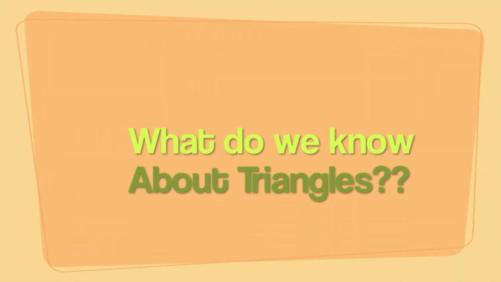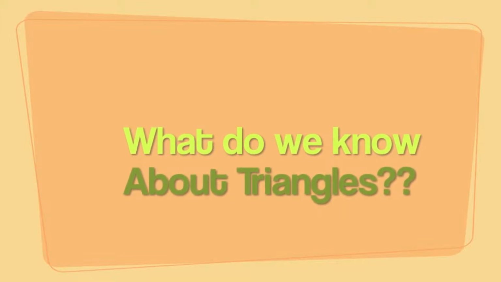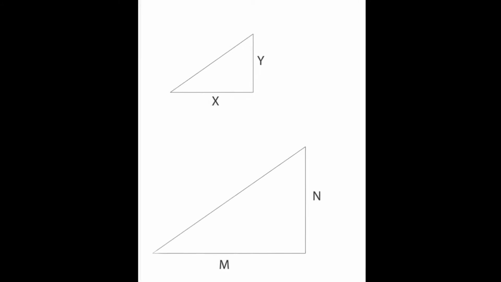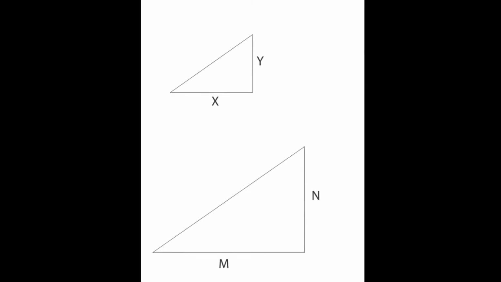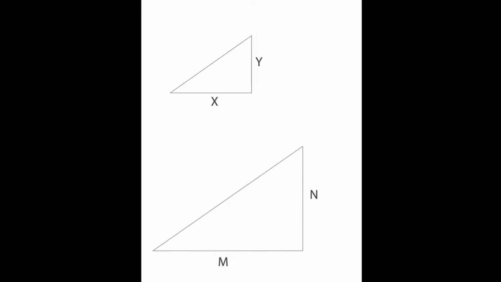So, what do we know about triangles? If you remember from last time, we studied similar triangles. In that lesson, we found that if you have the base and height of one triangle and the base or height of another triangle that is similar, you can solve for the remaining side.